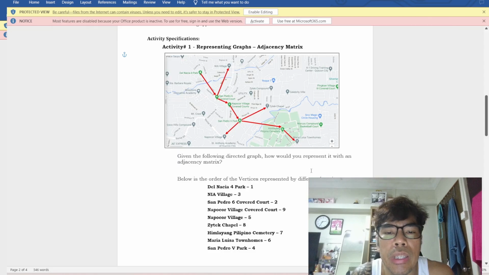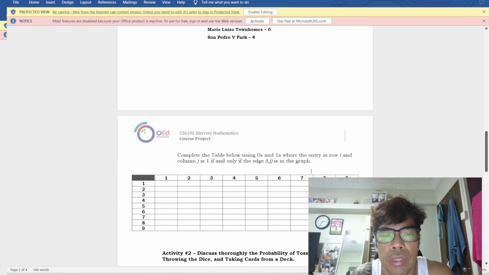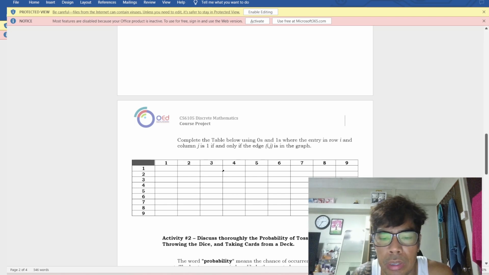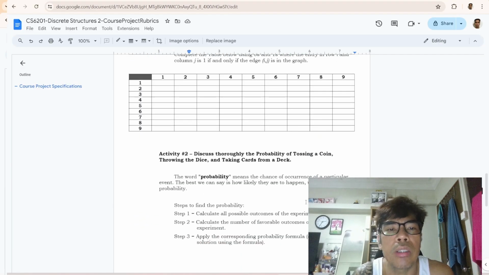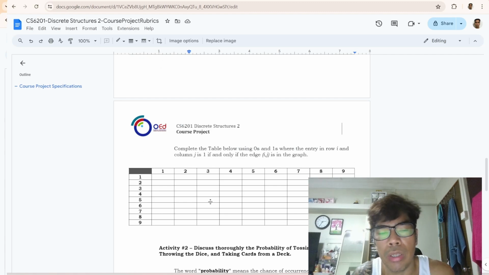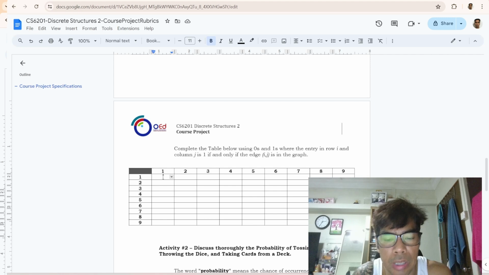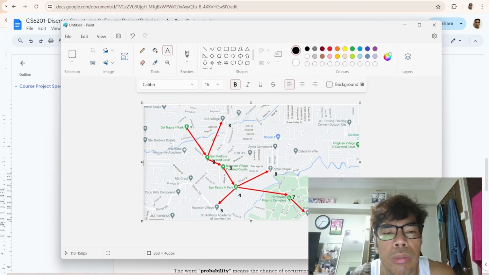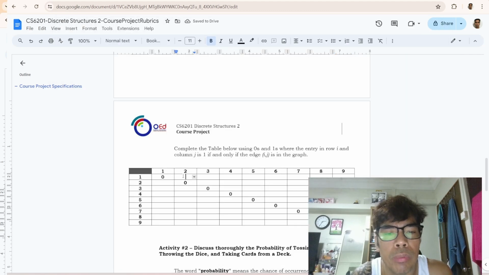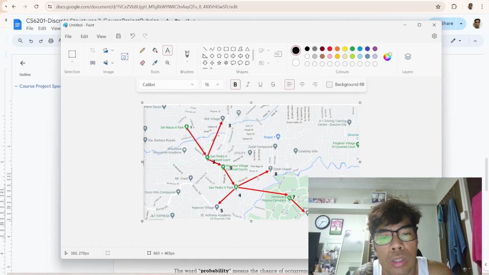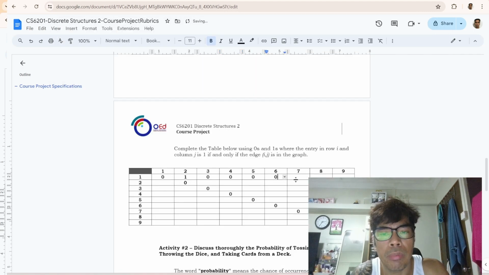For the adjacency matrix, the table was provided by the course project. So here it is, the table. First we need to check if there's a loop on our graph. We don't have any, so we will set the diagonal to 0. Then 1 to 2 is 1. 1 to 3 don't have. 1 to 4 don't have. 1 to 5 don't have.